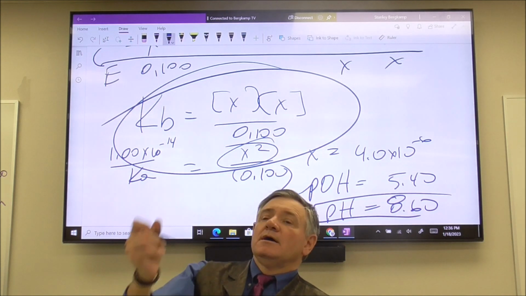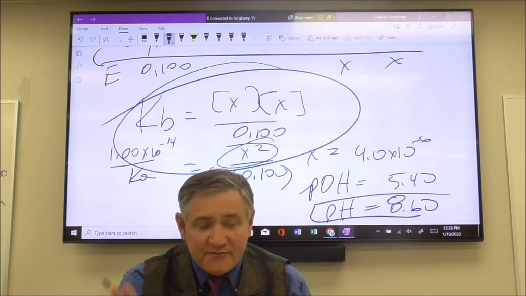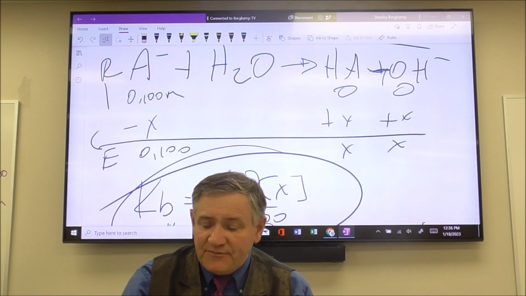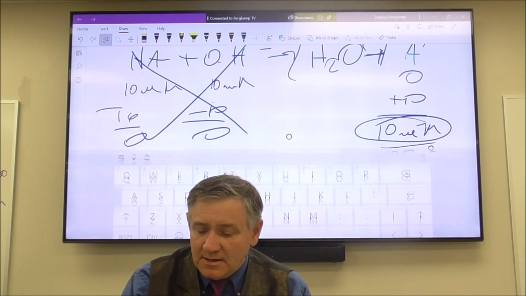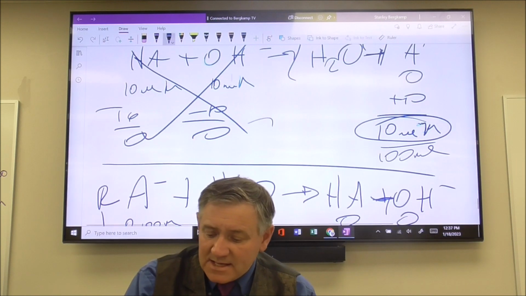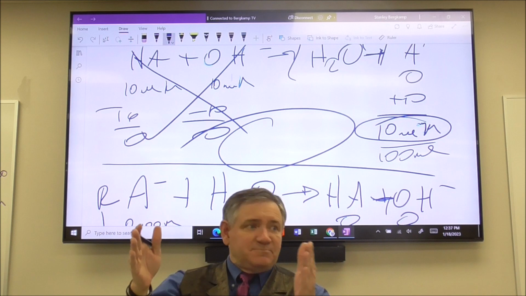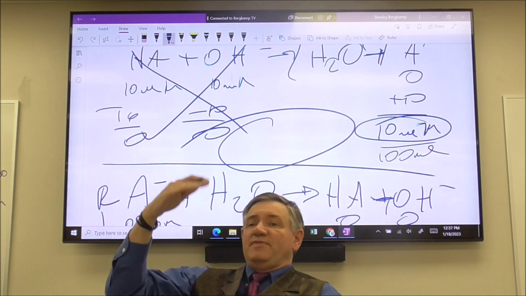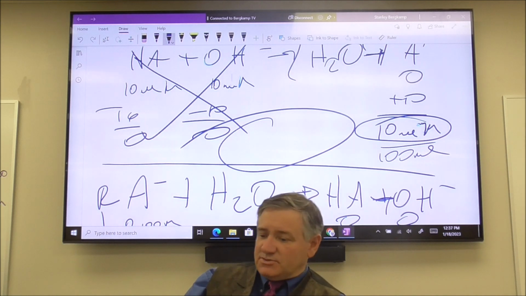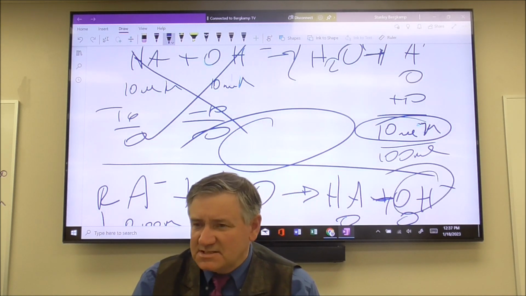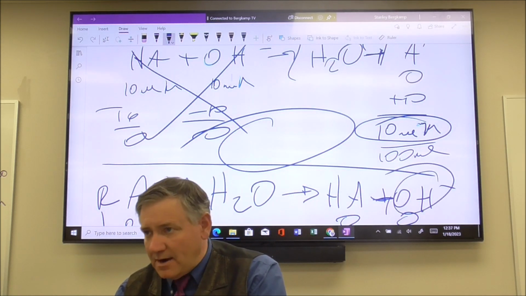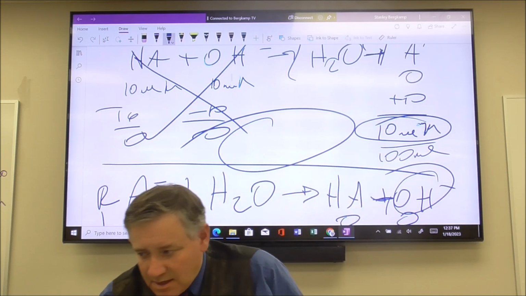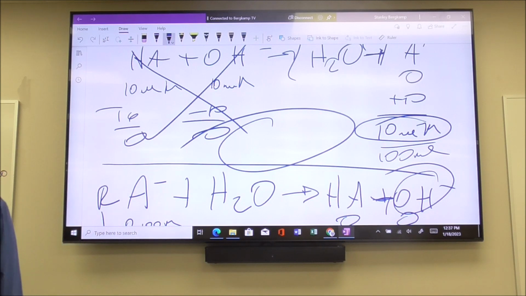Okay. Now, if you have excess base, and this is going to be one of the problems on your assignment, if there's excess base, then take that excess base, however many millimoles that is, divided by the total volume, and that is your hydroxide ion concentration. Because this is going to generate such a small amount relative to that excess base, it's not going to make any difference. Okay, so let me hand out your assignment.